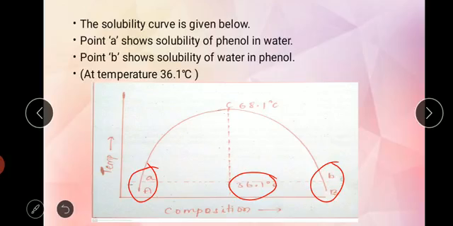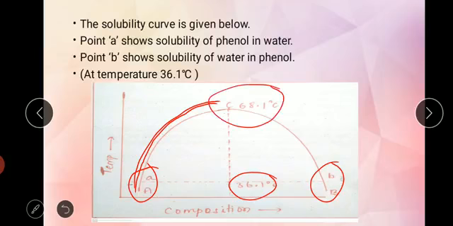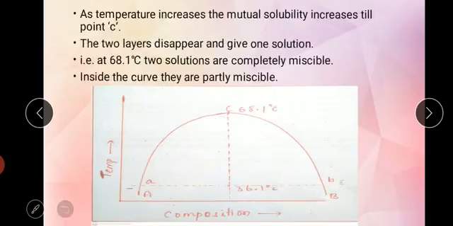Now as we increased the temperature, see as we are increasing the temperature, the line of composition is narrowing down. Okay, the line of composition is narrowing. That means as you increase the temperature, our two solutions will become more and more miscible, and at a point C where the temperature is 68.1 degrees Celsius, both the solutions will be completely miscible. Okay, so as the temperature increases, the mutual solubility is also increasing.